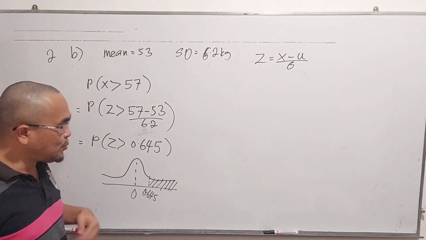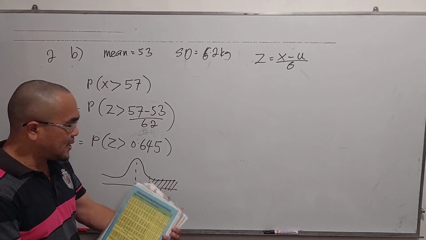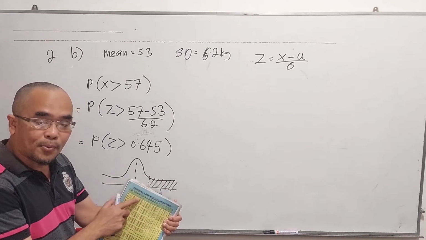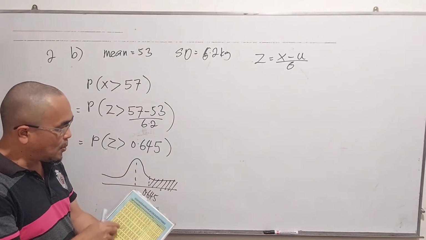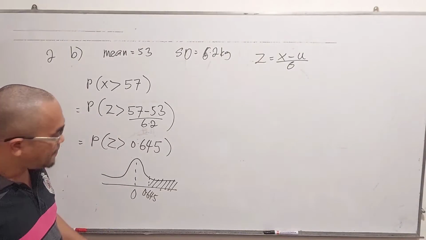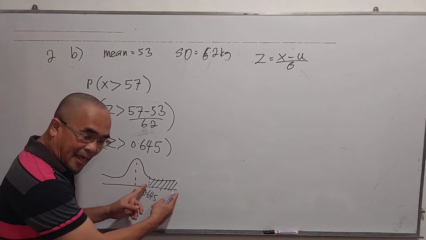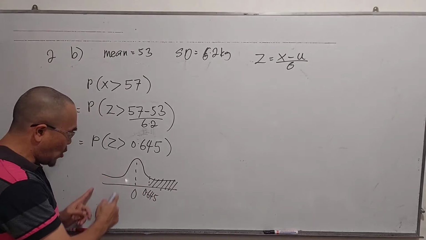And then you have to know that if you read this table, it will always give you the upper tail probabilities. Upper tail probabilities means you are given the upper tail, this is the tail. Okay, this side is also a tail.